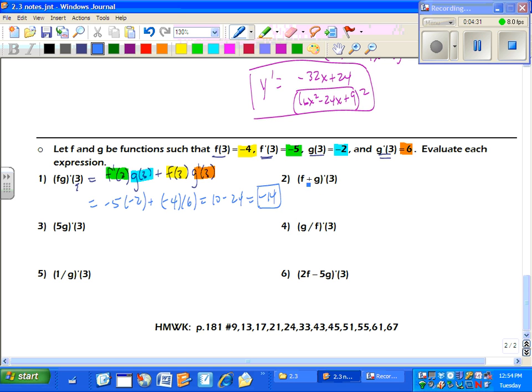For number 2, this one's just the derivative of the sum. We found out earlier that's the easy one. We just have the derivative of f at 3 plus the derivative of g at 3. So substitute those values in. Derivative of f at 3, negative 5. Derivative of g at 3, negative 2. We end up with negative 7. I'm sorry, this one should be 6. So we should get 1.